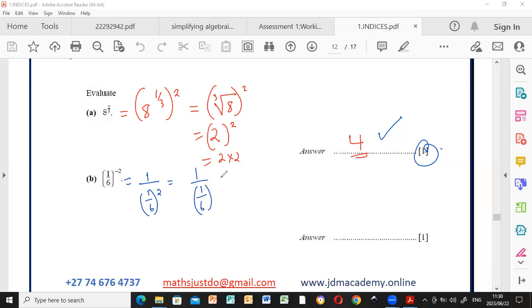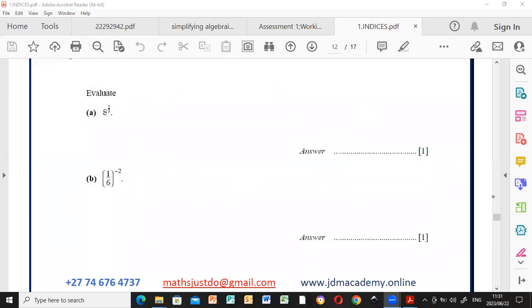So in other words, this is 1 divided by 1 over 36. Sorry, when you say 6 squared, you get 36. So it's 1 divided by 1 over 36, which is the same as 1 times 36 over 1, which straight away gives us 36 as the solution. So again, you get a mark for that.